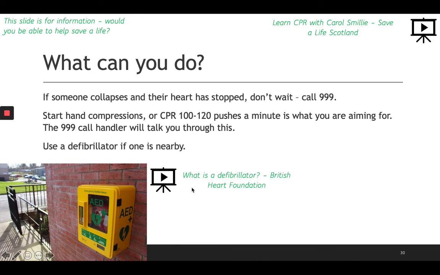And if you watch this video here, it will show you the step-by-step process and how these work. They're actually really, really good. They're very simple to use. They actually speak to you. The machine itself gives you instructions. So they're really, really good. If you watch this wee video up here, it's about CPR with Carol Smiley. It's just a wee fun video about how simple it is to do CPR if you have to.